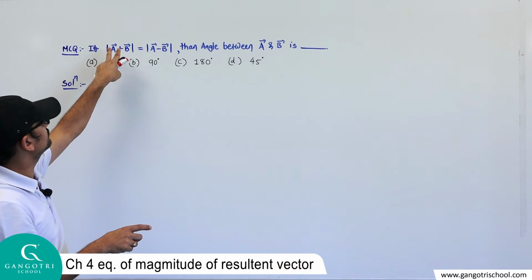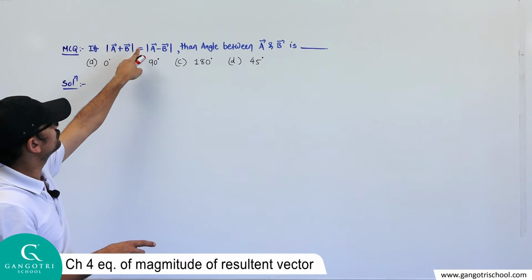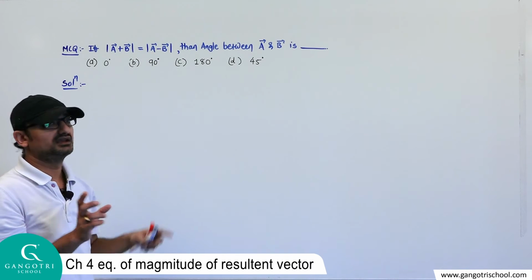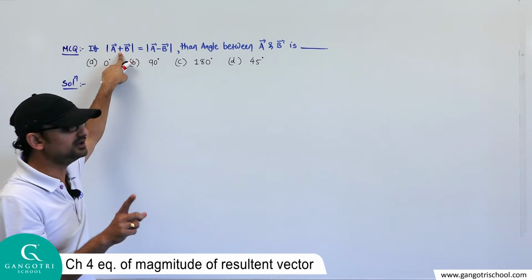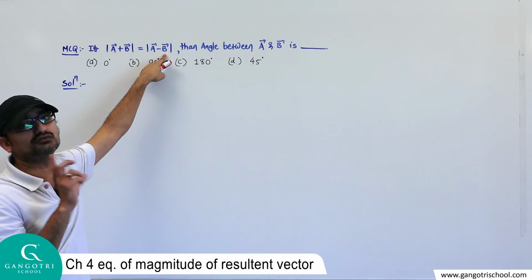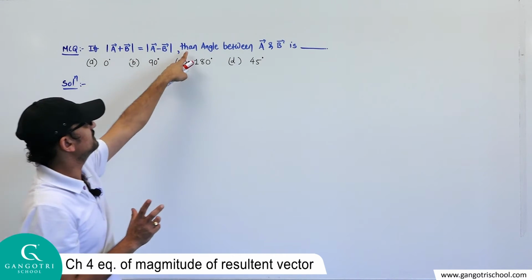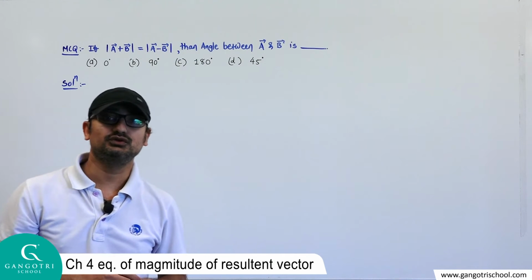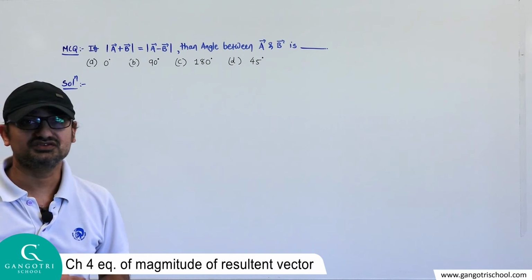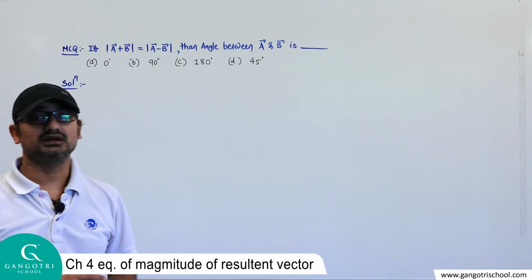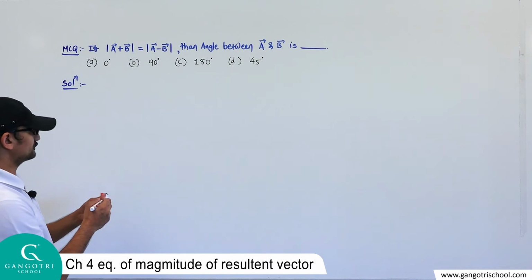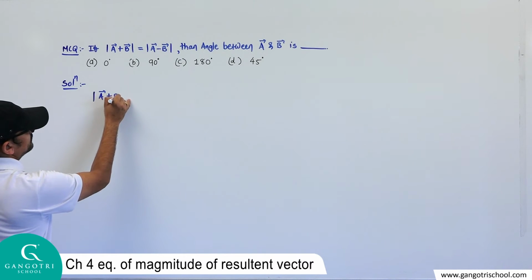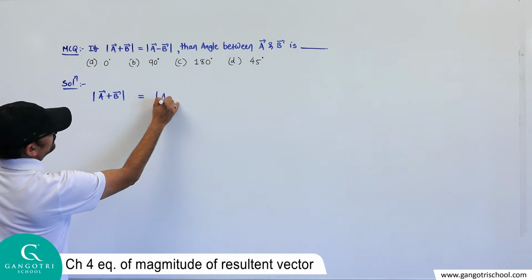So the magnitude of the resultant of A and B should be equal to the magnitude of the subtraction of A and B. It means that the magnitude of addition of A and B and the magnitude of subtraction of these two vectors A and B should be equal. Then what is the angle between the two vectors? We can calculate this MCQ through calculation as well as through logic. We will do it both ways. First of all, our requirement is mode of A plus B equals to mode of A minus B.